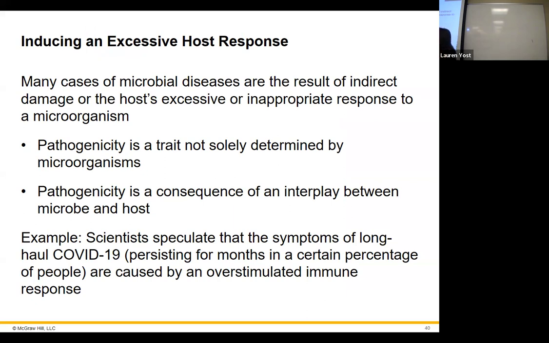Like I said, it's often due to interplay between the microbe and the host, and often post-response. Okay. Here's an example down here that it lists: long COVID. We think that's caused by an overstimulated immune response to COVID. So people who had an overstimulated response to COVID are more likely to have long COVID. Seems to be associated with it.